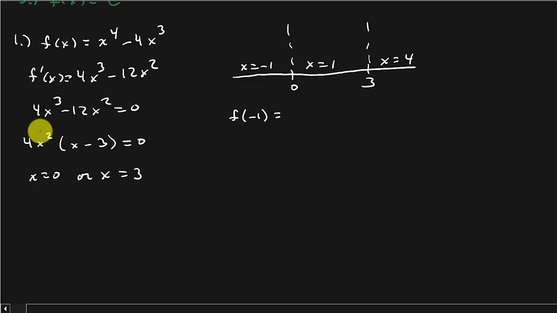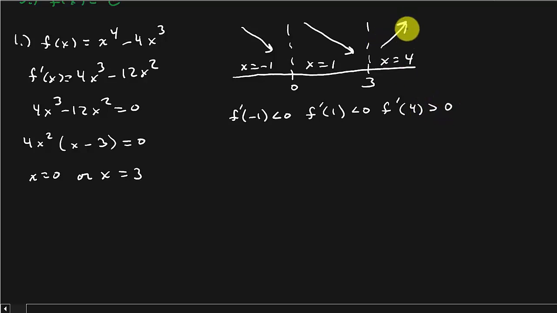So look, no matter what number I plug into this first part here, that's always going to be positive because the x is squared. So if we plug the -1 into here, that's a negative times a positive, which is negative. So that's decreasing. That's f prime less than 0. And then f prime of 1, well, that's negative also, less than 0. And then we have f prime of 4. That is positive, so that's increasing.